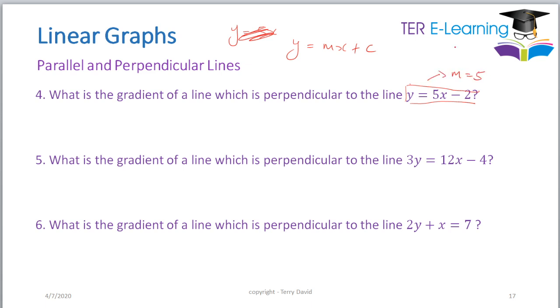My gradient is 5. Now, if you want the gradient of a line which is perpendicular to it, here's what you need to do. You need to take that gradient, we're going to invert it and put a minus sign in front of it. So when we invert 5, we're going to get 1/5, and we have to put a minus sign in front of it.